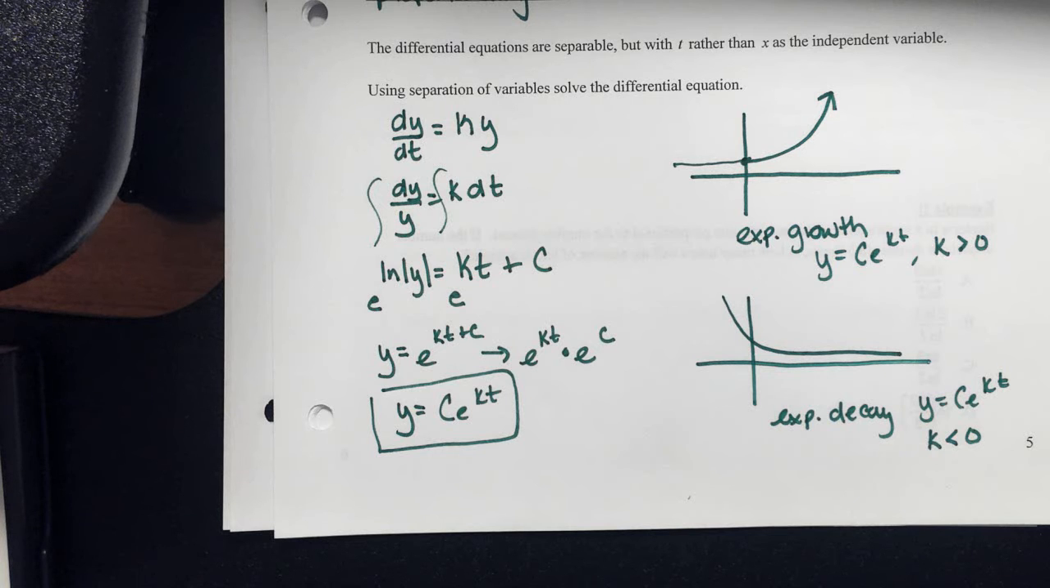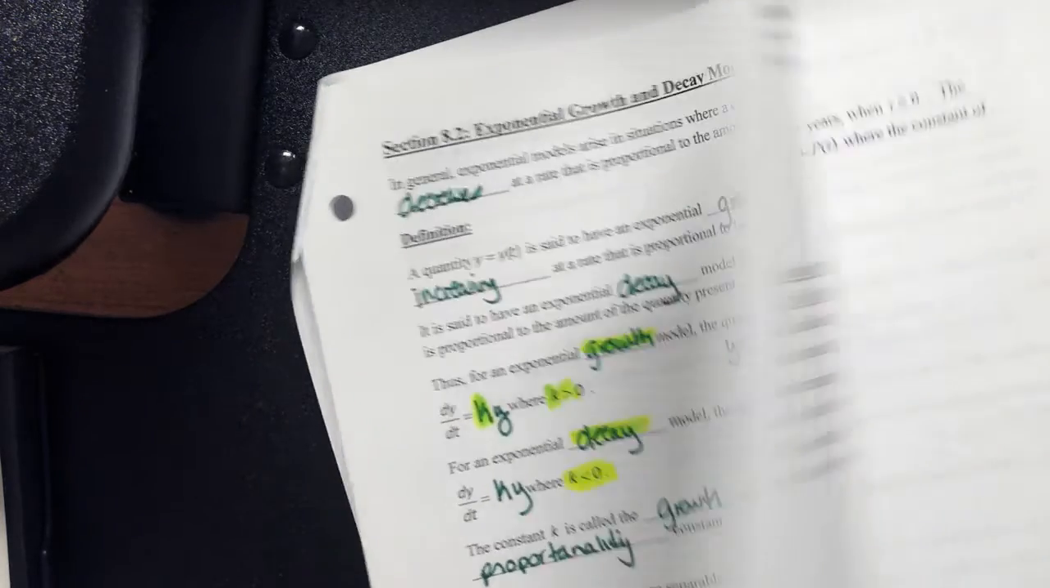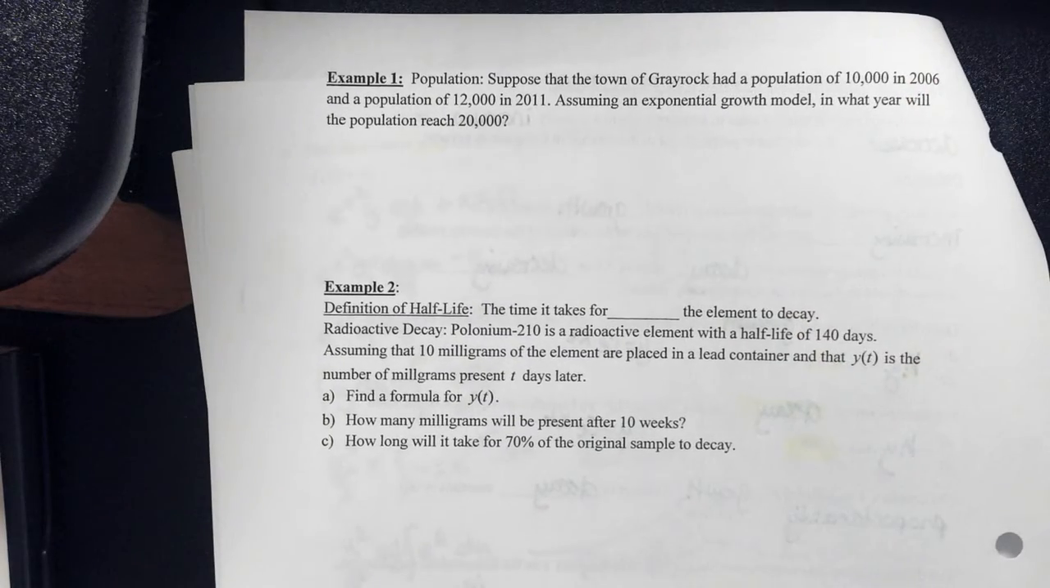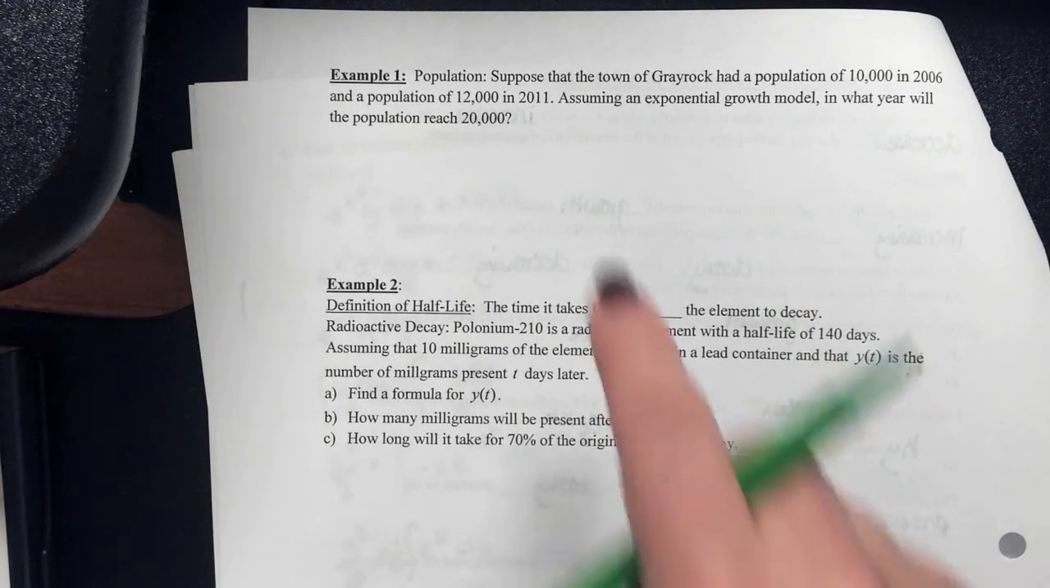So any questions on, given the differential form of a growth or a decay, how you can solve for the differential equation? All right, so now let's just take a look at some examples. And these examples, a lot of times you did back in pre-calc. So let's take a look at example 1.